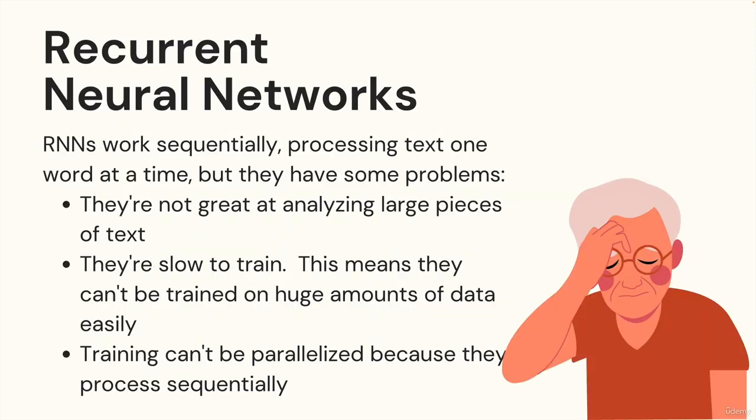So RNNs, recurrent neural networks, process text sequentially, one word at a time. So they will go through some input text and work with a word at a time, but they have some problems. They are not good at analyzing large pieces of text. If you give it a large piece of text, you can kind of think of the model forgetting what happened at the beginning of the text by the time it gets to the end of the text. They don't have a very wide window of context that they can reference at any given point. So they work well, but not with large pieces of text.